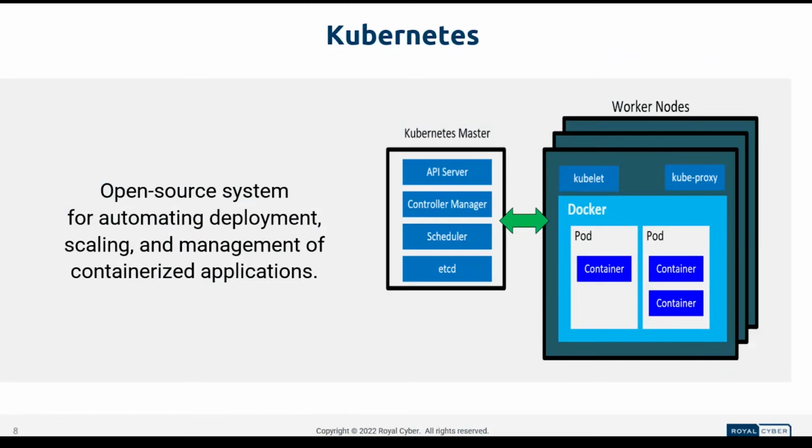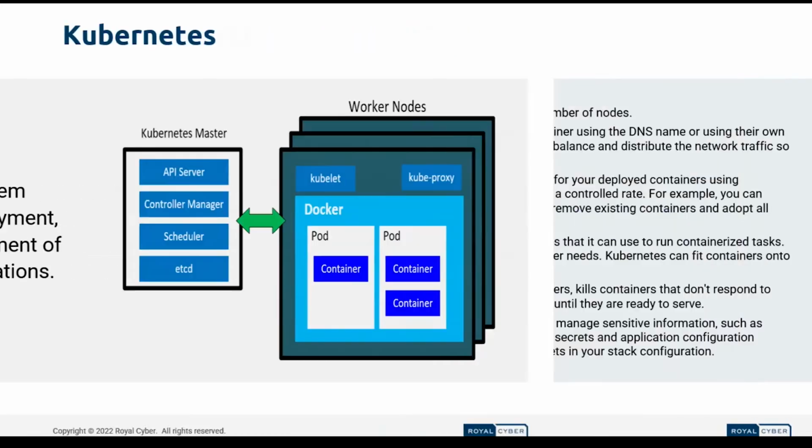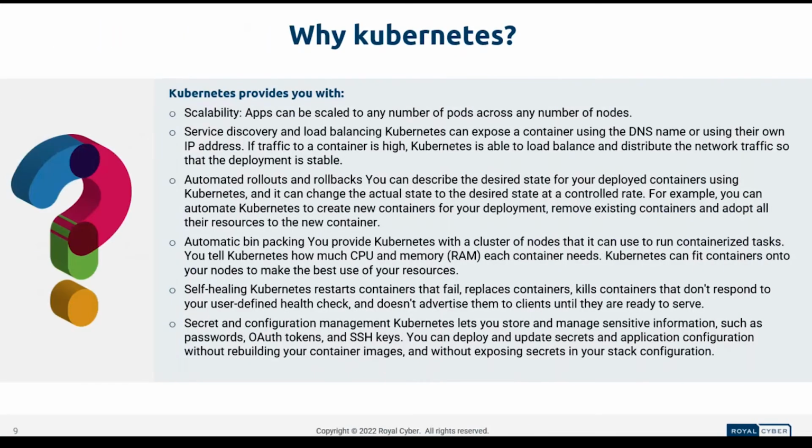Kubernetes is an open source system for automating deployment, scaling, and management of containerized applications across multiple nodes. Kubernetes mainly has two types of machines, control plane and worker nodes. Control plane nodes control and manage the cluster, and the worker nodes run your application workload. One of the key features of Kubernetes is scalability, as your application can be scaled and distributed across multiple worker nodes.